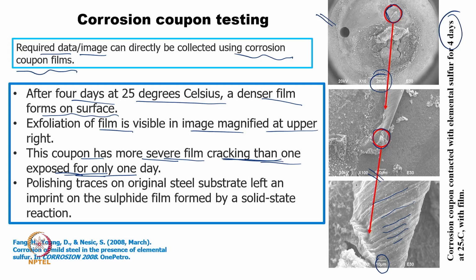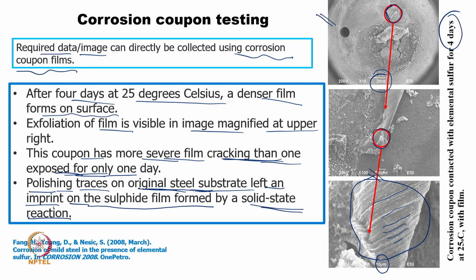And another thing we are able to observe in this case, these kind of lines, you say the polishing traces on the original steel substrate, because the coating is happening or this layer getting deposited, or iron sulphide is formed on the surface. So, we need to look at what was the initial original surface, a steel substrate, and if there were some sort of marks or polishing traces, those are also getting transferred to the sulphide film. So, that is what it is: polishing traces on the original steel substrate left an imprint on the sulphide film formed by the solid state chemical reaction.